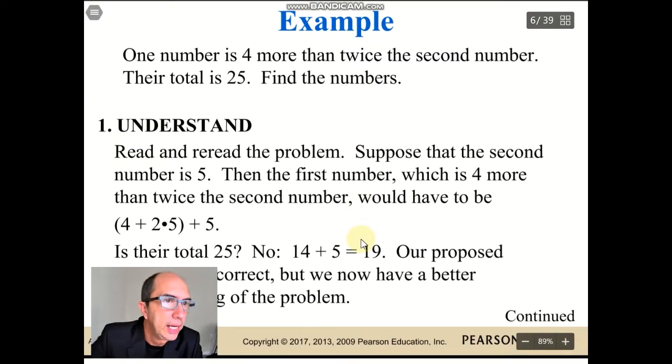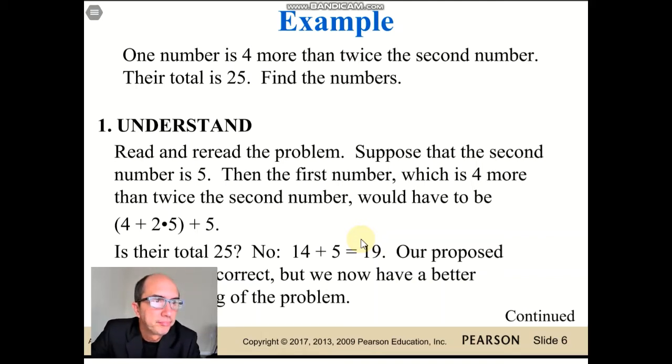Let's see here an example. One number is 4 more than twice the second number. Their total is 25. Find the numbers. Okay, let's read and reread the problem. Let's do this right now. One number is 4 more than twice the second number. The total is 25. Find the numbers.